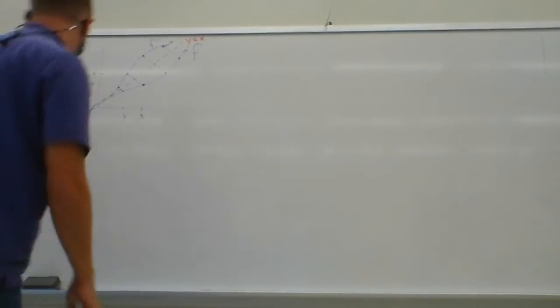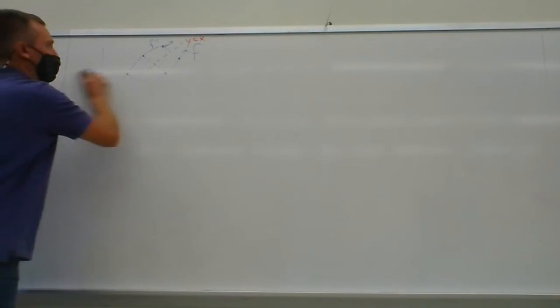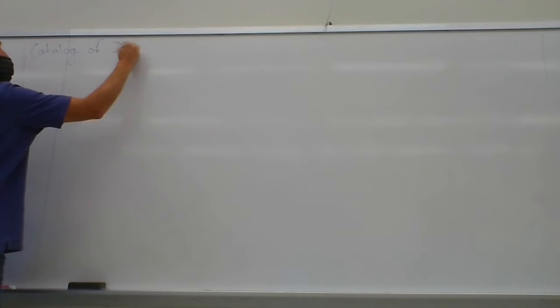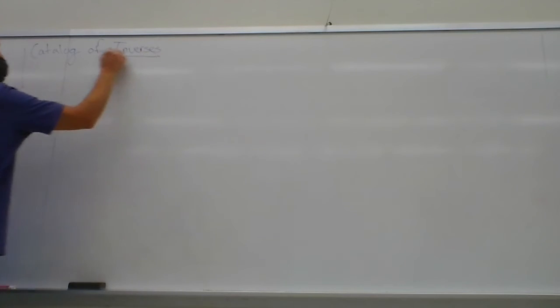Okay, so now, let me erase this. Now we get into sort of the section that we had before, which was the catalog of functions. You'll remember I misspelled that. Catalog of functions, but now we're going to work through all of those things, and we're going to create a catalog of inverses. For many of the functions we've studied so far, there's essentially a nice inverse that we should learn, that we should know, and be able to work with.